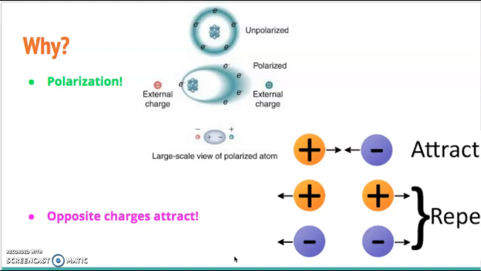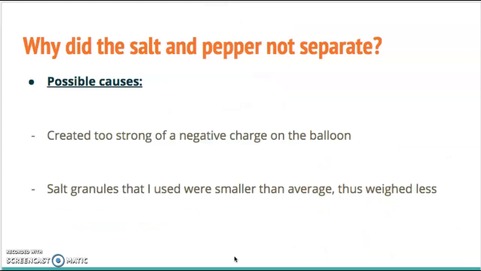Now, typically in these experiments, we would want to separate the salt and pepper, but in this experiment it did not. So what are some possible reasons for this happening? Maybe I rubbed the balloon too hard against my hair and transferred way more electrons. So not only did it polarize the pepper, which is usually easier to polarize than the salt, but it also polarized the salt as well. Perhaps the salt granules I used weren't as coarse as the average granules. Maybe they were smaller, and if they were smaller, they would weigh less. And if they weighed less, then they would stick to the balloon a lot easier.